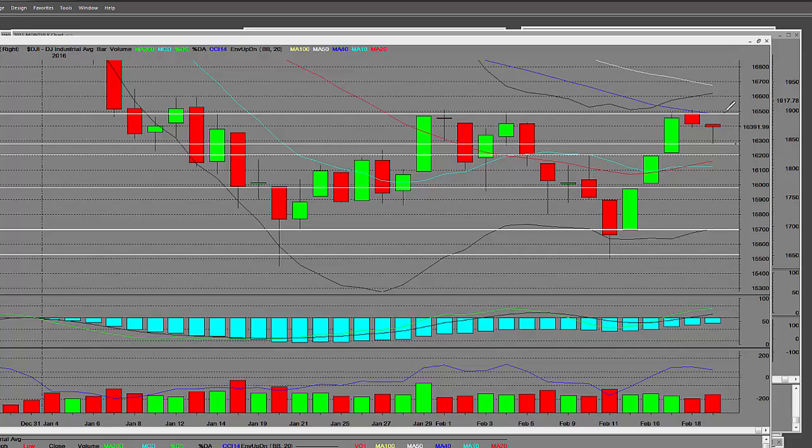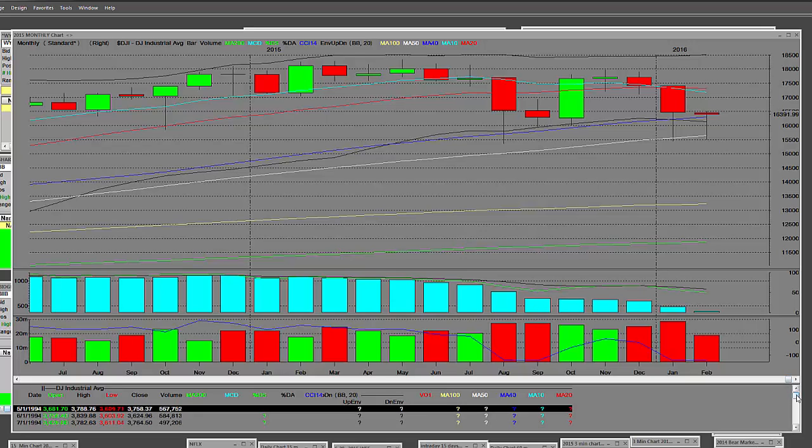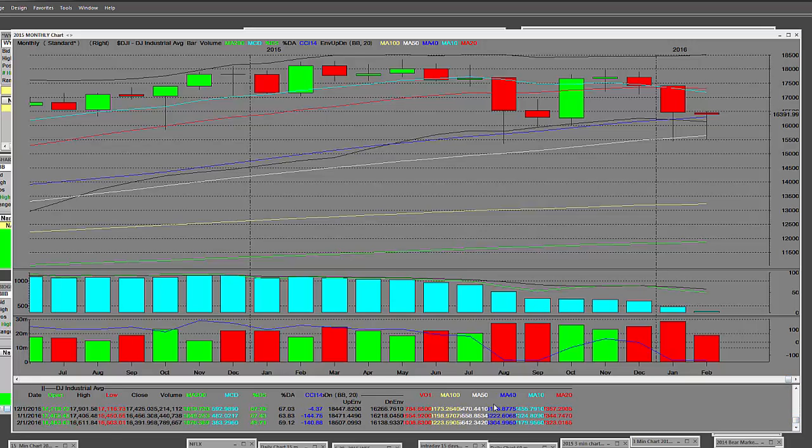The monthly chart, which I wanted to point out, is a monthly moving average on the Dow Jones. We hit it, we tested it, and we double tested it. That's a very significant support level, and that's at 15,642 at the 50 monthly moving average, 50 months.